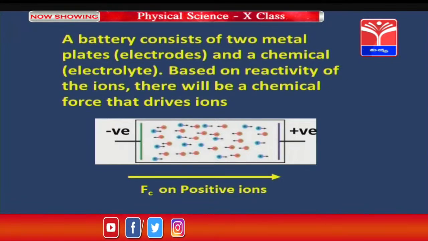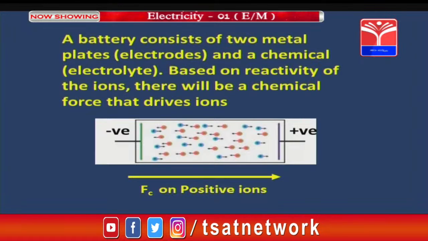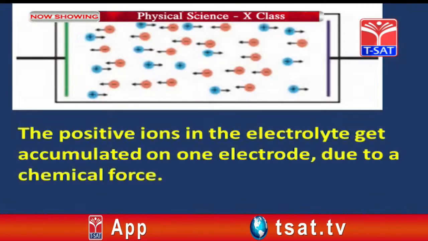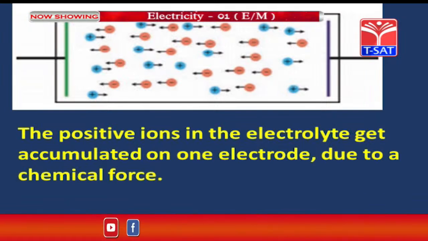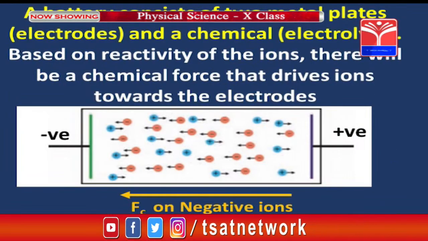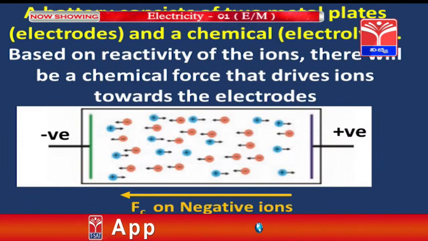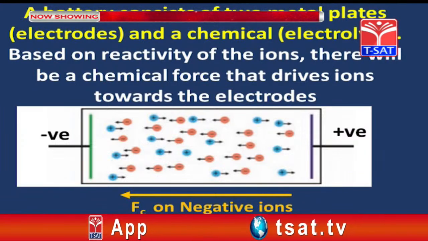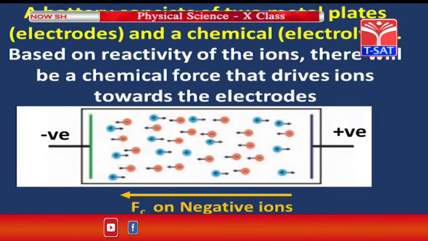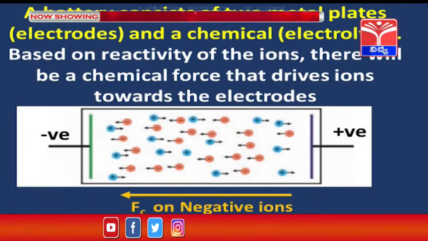So, here the chemical force makes the positive charges drive towards the right side plate and hence the plate acquires positive charge. The positive ions in the electrolyte get accumulated on one electrode. We call this electrode the anode due to the chemical force. The negative ions in the electrolyte get accumulated on the other electrode. We call this the cathode. Now, an electric force is developed between the plates because of the accumulation of charges.